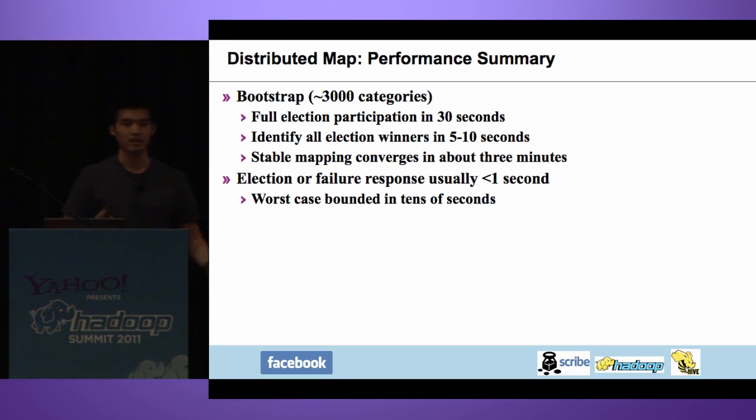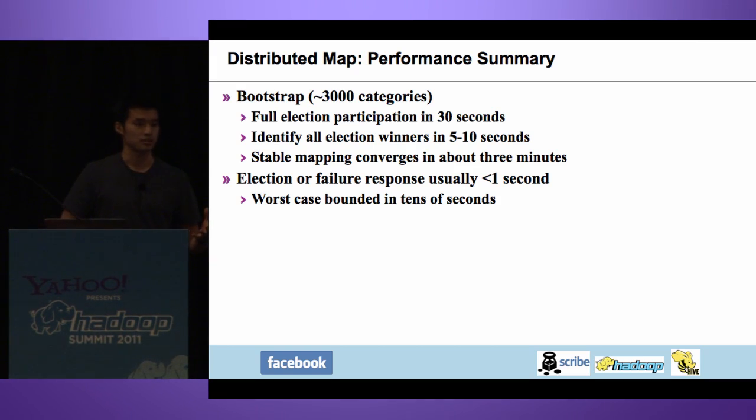So all of this is very high level and very abstract. Just to bring it down to earth and give you some examples: in our system, we have something like 3,000 categories at Facebook. And if we take a look at the bootstrapping phase, which is really the interesting part of this whole thing, because it stabilizes after a while.